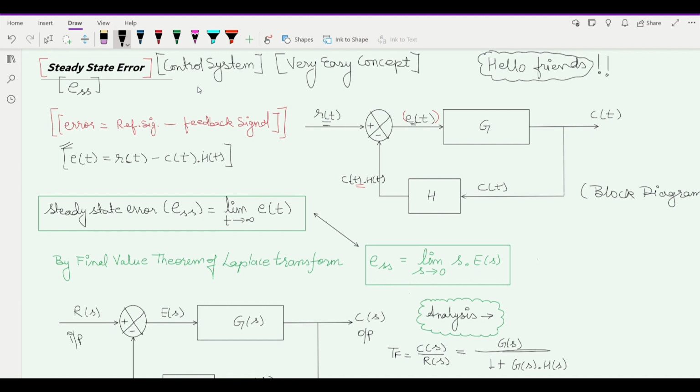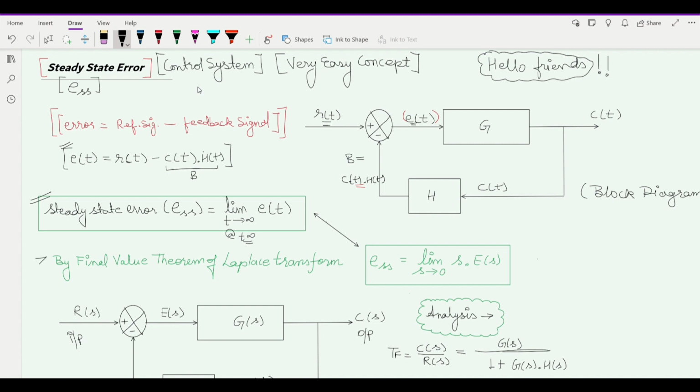Let's assume here is b, which equals c(t) into h(t). So b equals c(t) into h(t), and the error signal is r(t) minus b. So e(t) equals r(t) minus c(t) into h(t). The formula of steady state error says it equals the limit t tending to infinity of e(t). At infinite time, we are just calculating the error, and this error is known as the steady state error.